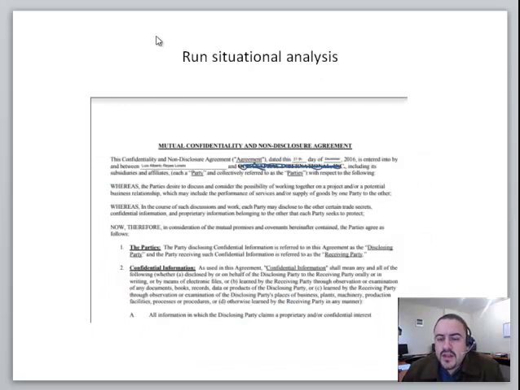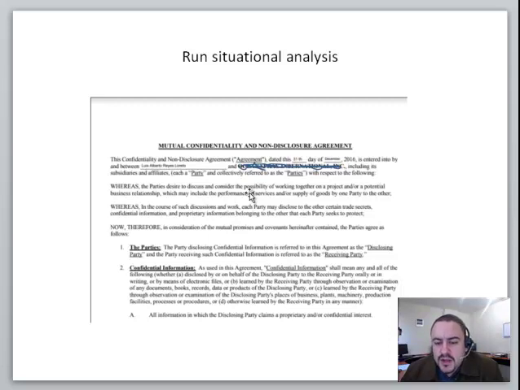Okay, so next what you're going to do is you're going to show me the first document that you worked on, which is the Mutual Confidentiality and Non-Disclosure Agreement. Whatever information you know about this document, you should share it here. I explained where this document came from. It was a project that I worked on myself, and this is why the name is on the contract.